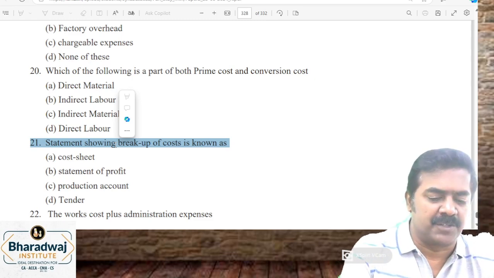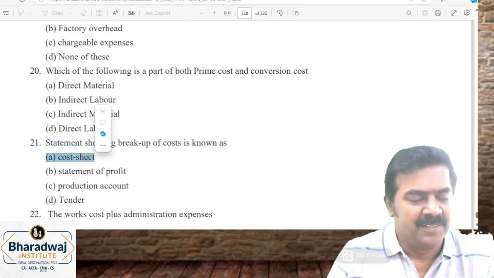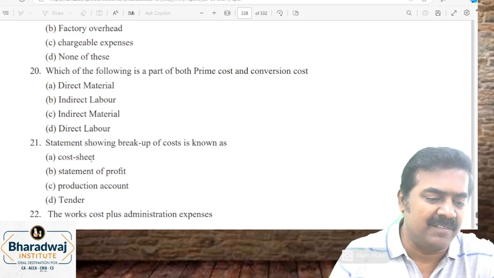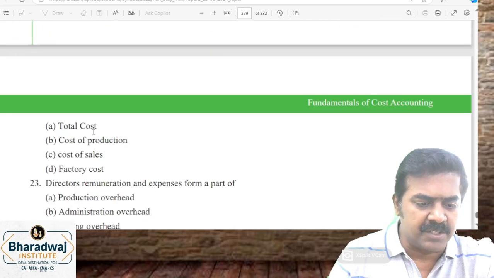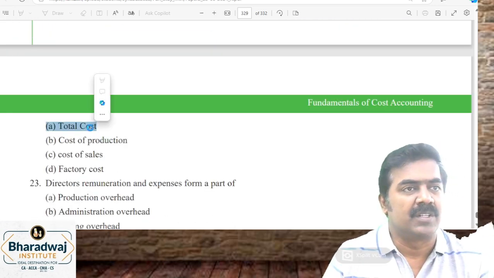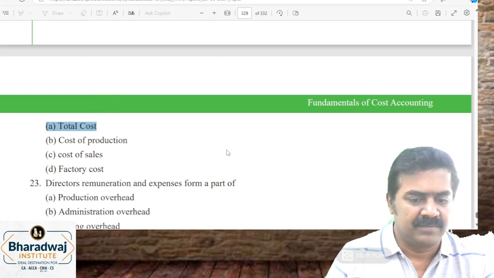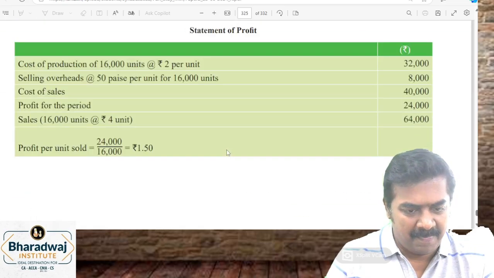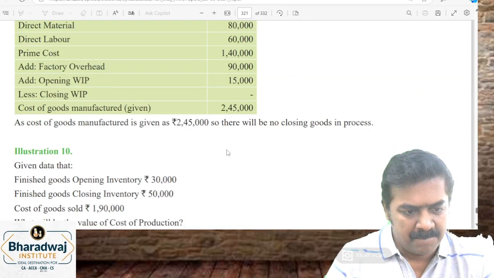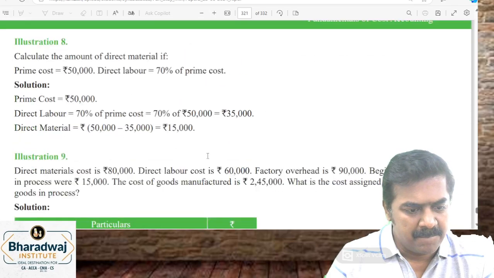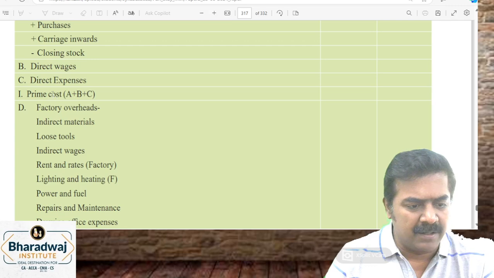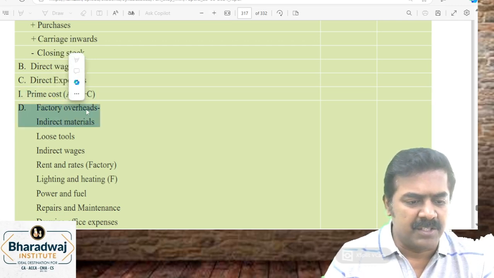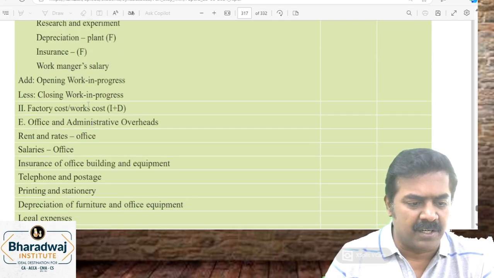Then the statement showing the breakup of cost is known as? In the statement we prepare a cost sheet, with prime cost, factory overheads, administration overheads, selling overheads. We give a breakup of cost; that is known as the cost sheet. We saw this when preparing the cost sheet. Direct material and direct labor give prime cost. Then add factory overheads, it is called works cost.